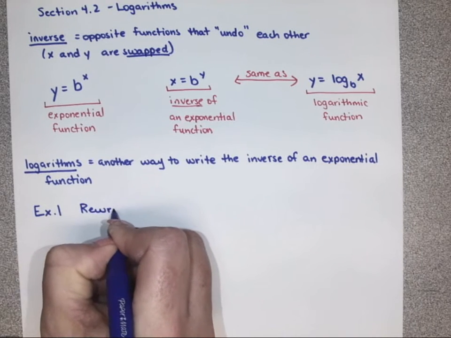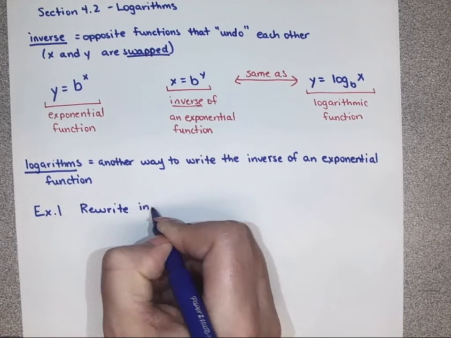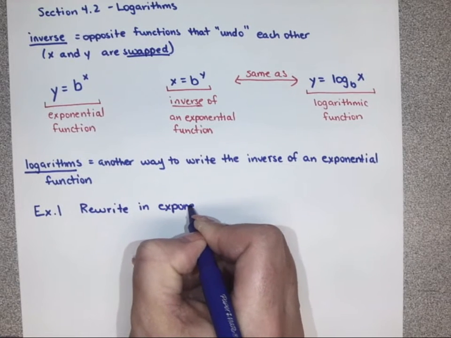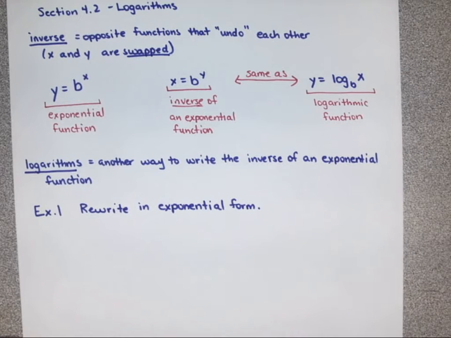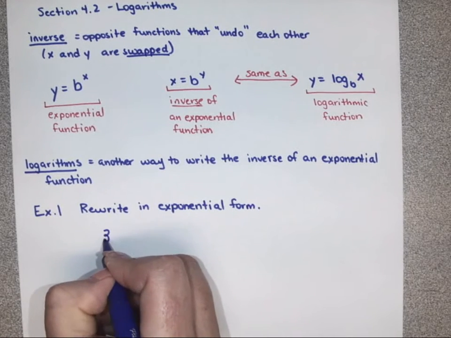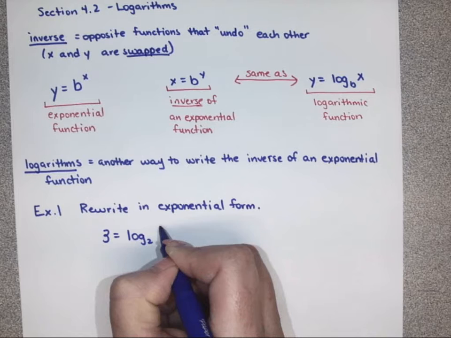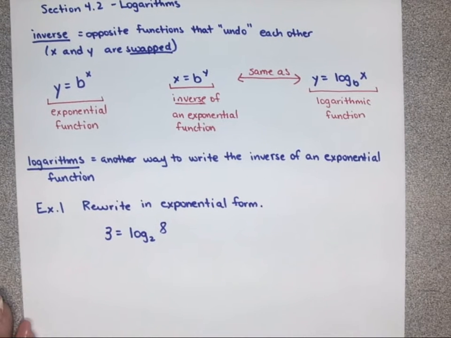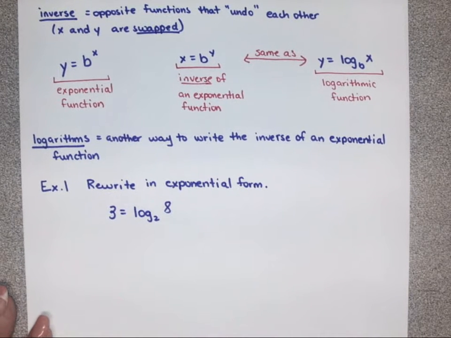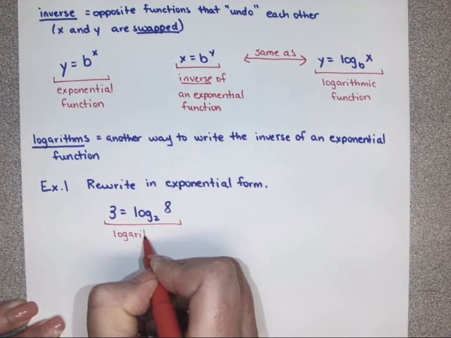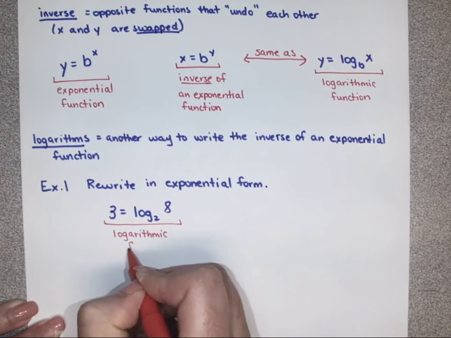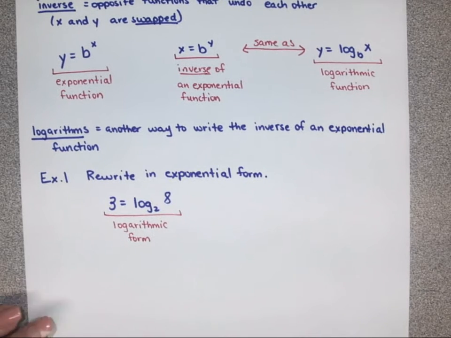So first, I want you to take a log form problem and switch it back to exponential form. And then maybe we'll do the other way too. So here is a logarithmic expression that is something that's true, that works out. So I don't think there's any shocker here, right? This is logarithmic form. So you just need to learn what goes where.